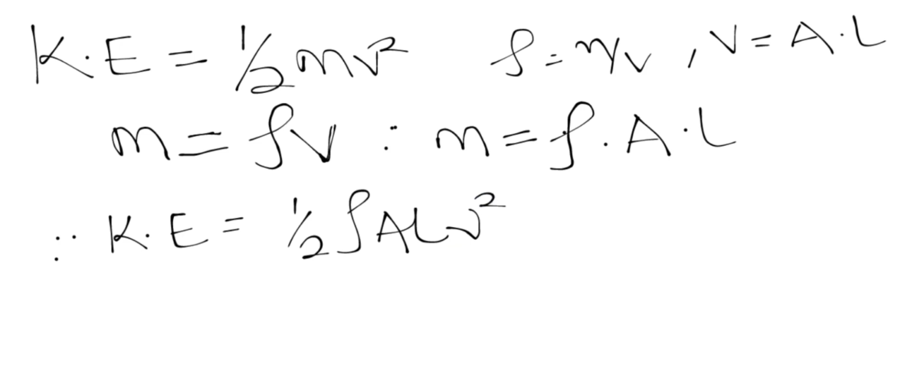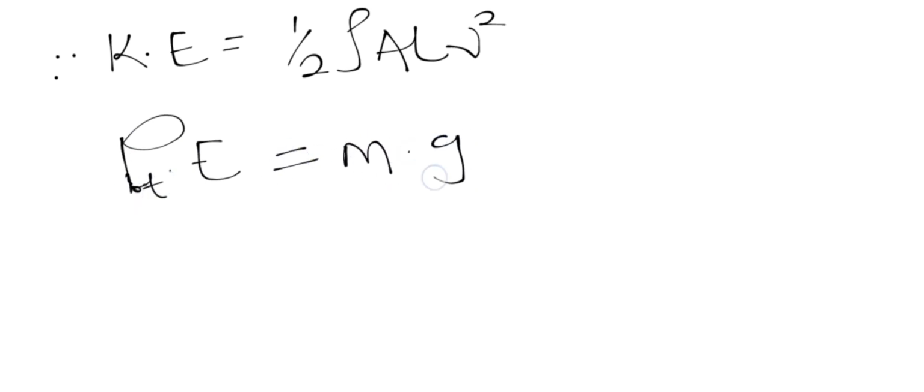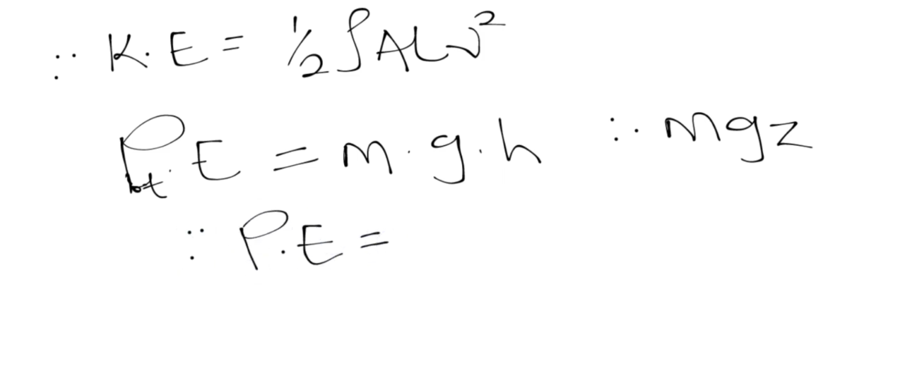Also, let's do the same thing for the potential energy. Potential energy is known to be mass times the gravitational acceleration times the height, that's mgh. In this case, the height is the length of the pipe from the ground, from my diagram, which is denoted as z. Therefore, mgz. Also, I have m from the above derivation as rho AL. Therefore, potential energy is rho AL gz.